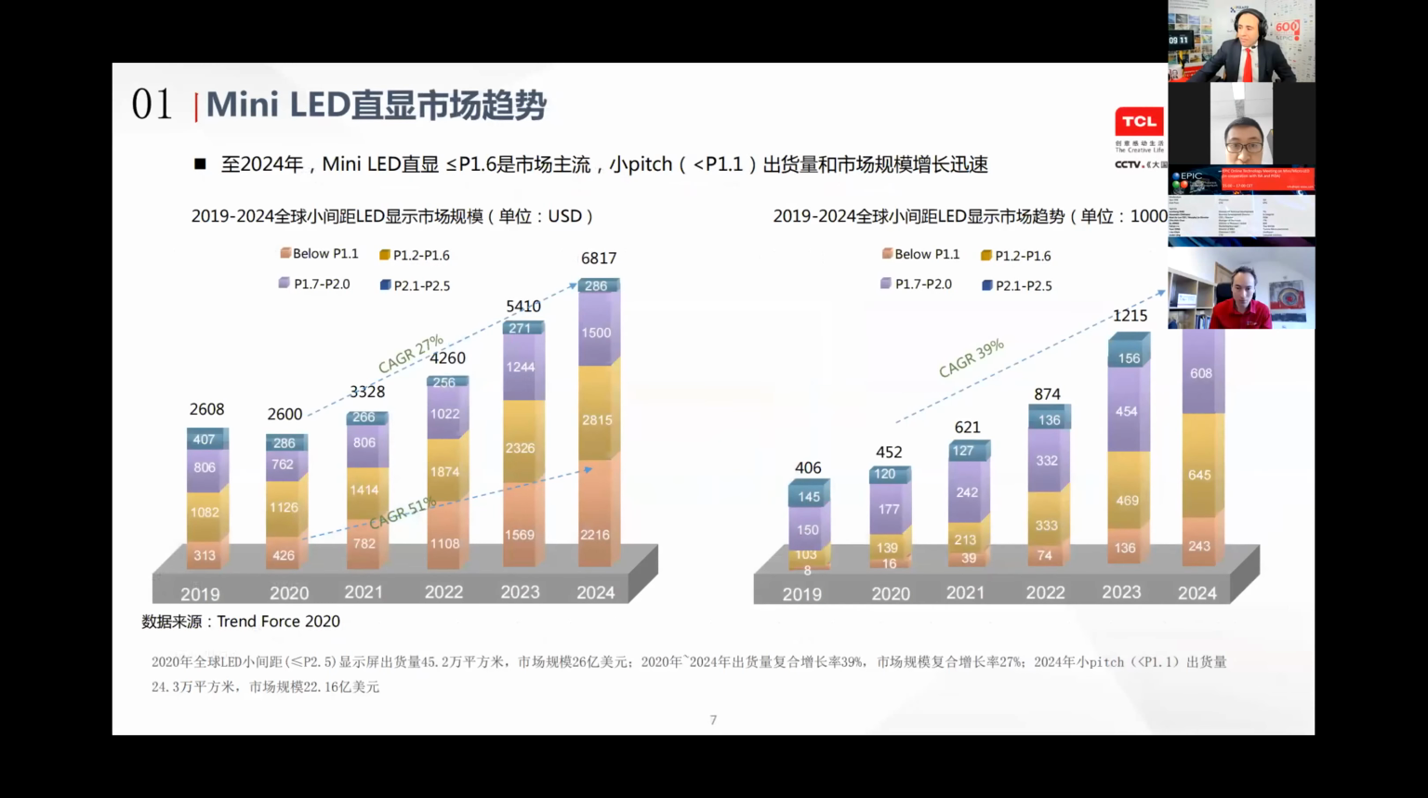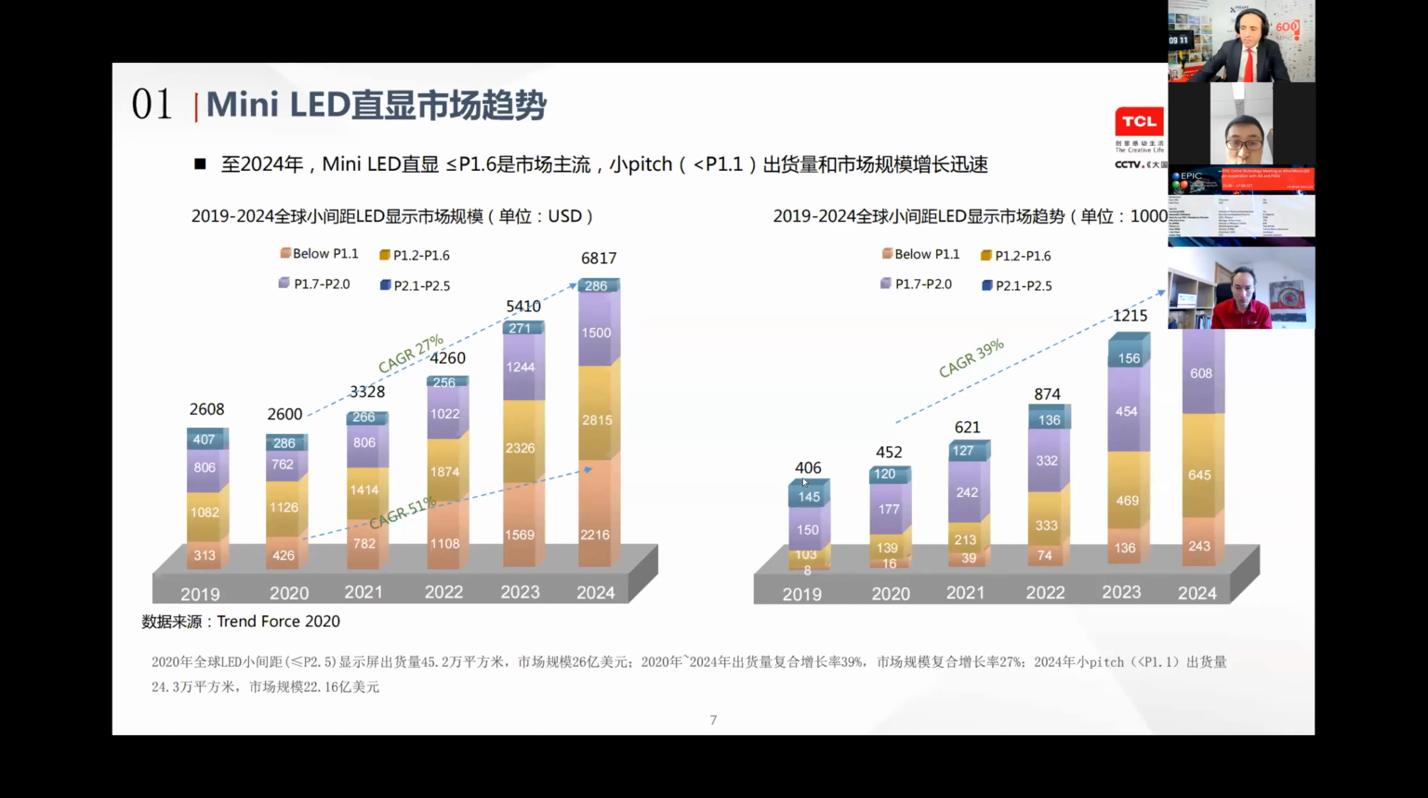And then let's turn to the direct display of small pitch. Here I have listed the market below 2.5. Different colors represent different segments. We focus on below P1.1. For the market below P1.1, the growth rate is the highest, over 50% in China. So this shows that in the future, we will grow towards below P1.1 or even lower.